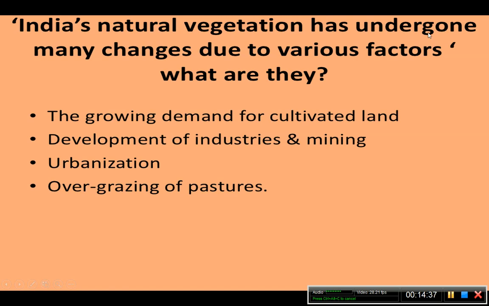India's natural vegetation has undergone many changes due to various factors. What are they? You know that a number of changes are taking place with the process of development. In the name of development, we make a number of changes on this earth. So in that, the growing demand of cultivated land: we are cutting the forest to acquire land from the forest for agriculture purposes, so that we can satisfy the need of food grain of the increasing population.